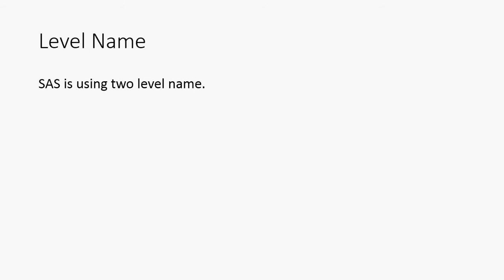Now label name. So in SAS we are using two-level names, like SASUser.admit. So here SASUser is the name of library and admit is the name of dataset. So whenever we write SASUser.admit, it means dataset admit belongs to SASUser library.